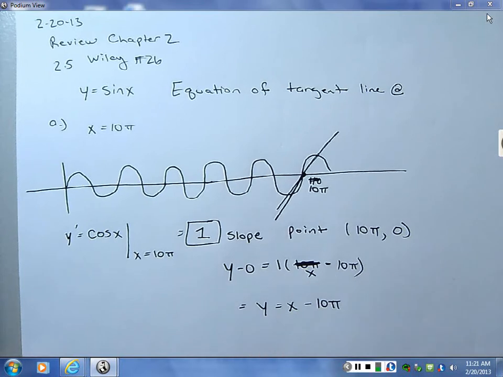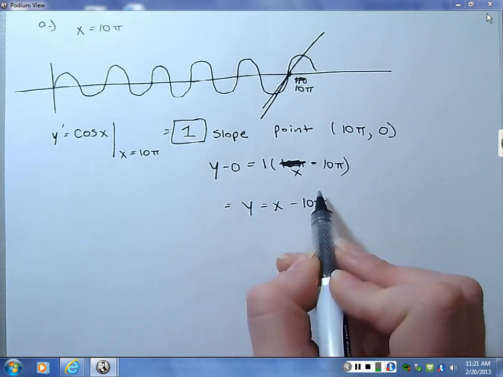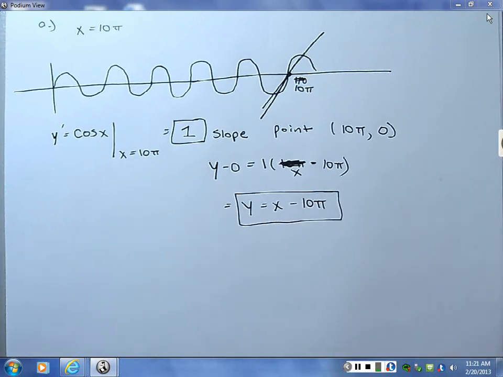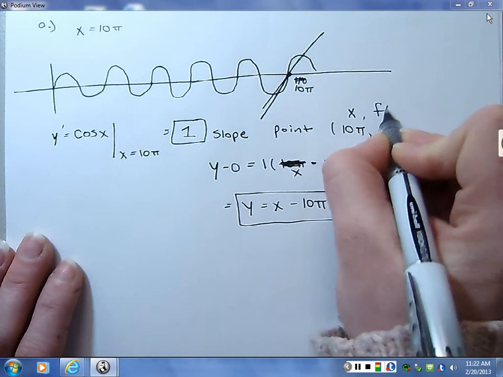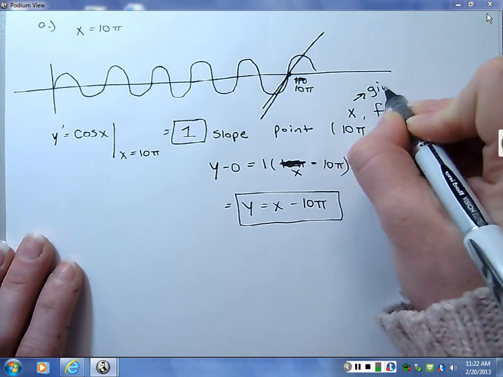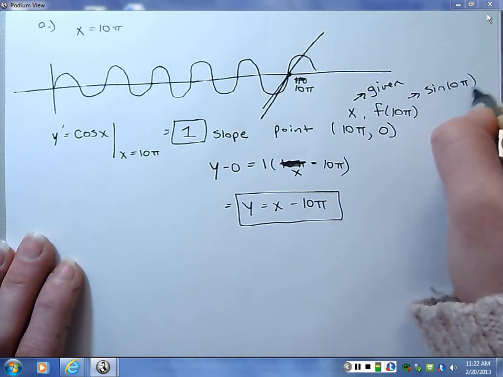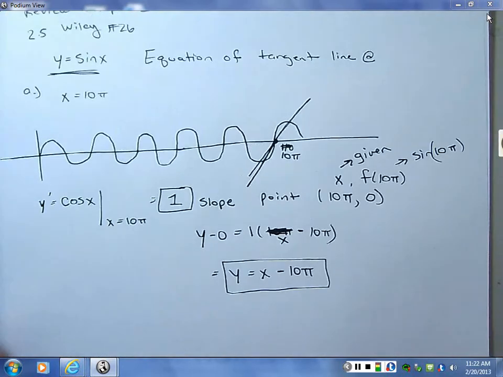Do you guys see that? Sorry, it's a little messy. So this is my equation to my tangent line at this point. How did you know it was 10 pi, 0? This is x, which was given, and then if I plug in 10 pi to my function, here is going to be sine of 10 pi. Right? My original function is sine of x. So if I plug in, sine of 10 pi is 0.